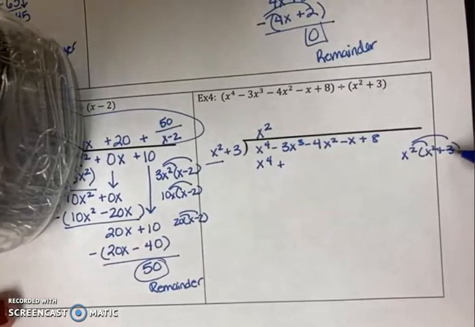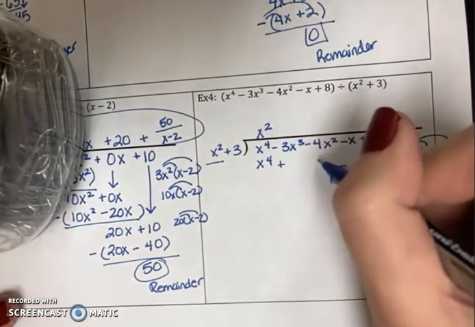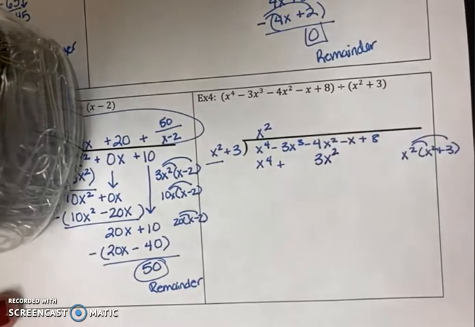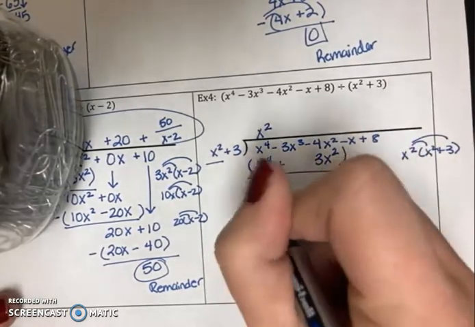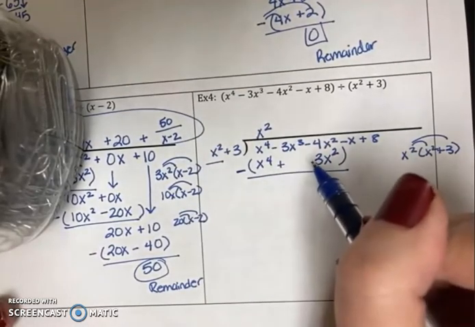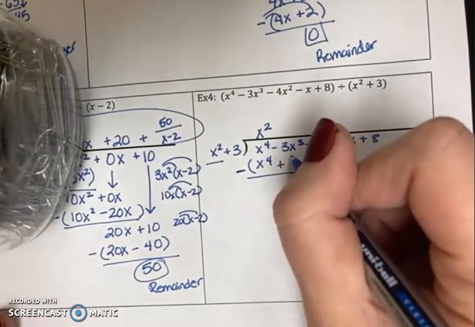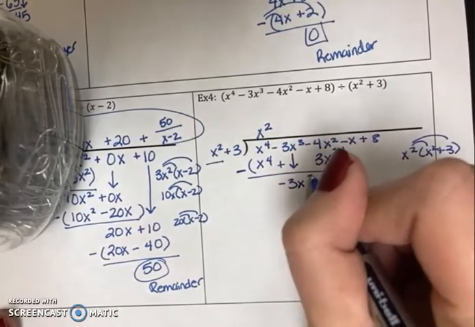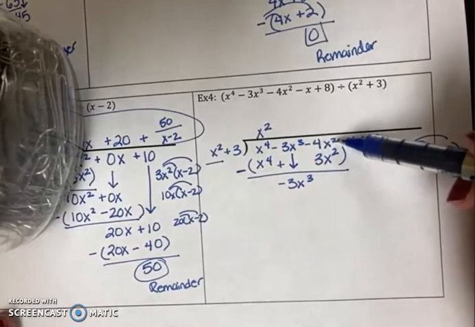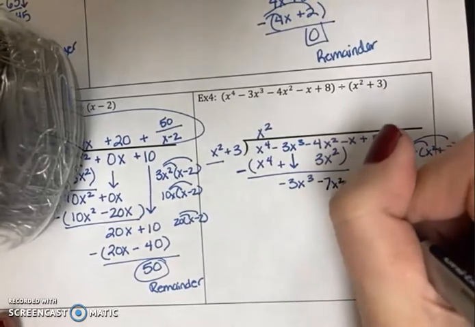3x squared. Now notice, this is a 3x squared. Try to line up the powers. This is a 3x cubed. I don't want that. I want to put plus 3x squared. We are subtracting this expression. So these cancel out, and this positive becomes a negative. So I have a negative 3x cubed, and I don't have any x cubed, so that just comes down, negative 3x cubed. And then I have a negative 4x squared minus 3x squared, which is a negative 7x squared.